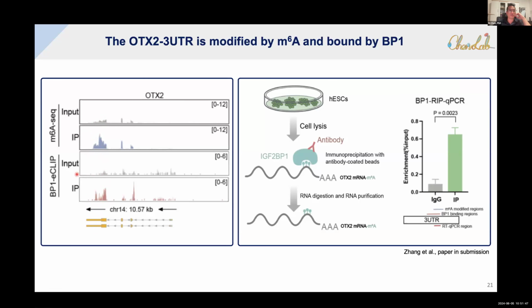And also we confirmed this binding of BP1 to the OTX2 3' UTR by RIP qPCR experiment. In this RIP experiment, we designed the PCR primers to these regions based on this eCLIP data. And we used the BP1 antibody to perform the RIP qPCR in human embryonic stem cells. And we found that indeed there is an enrichment of BP1 in this region, suggesting that BP1 binds to the M6A modified region in the OTX2 mRNA.